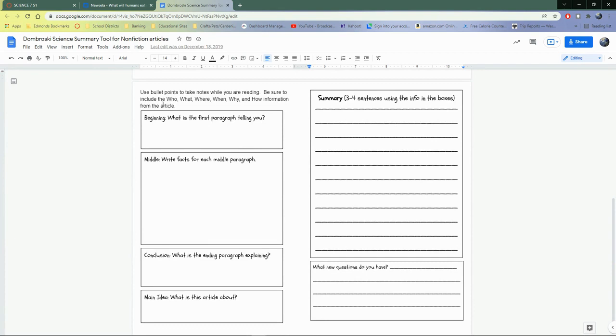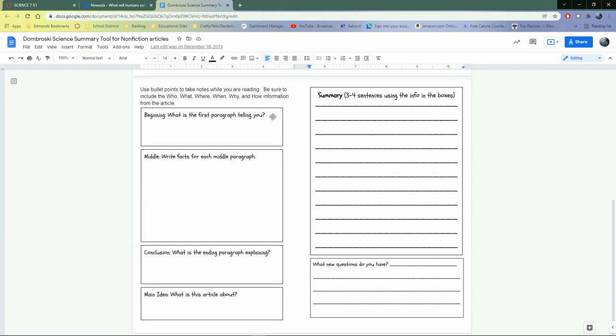Now, use bullet points to take notes while you are reading. Be sure to include the who, what, where, when, why, and how information from the article. Okay, beginning. What is the first paragraph telling you? Middle, write facts for each middle paragraph, or most of them. Conclusion, what is the ending paragraph explaining? And the main idea, what is this article about? Write 1 sentence. And then write a summary paragraph, 3 to 4 sentences about the article.